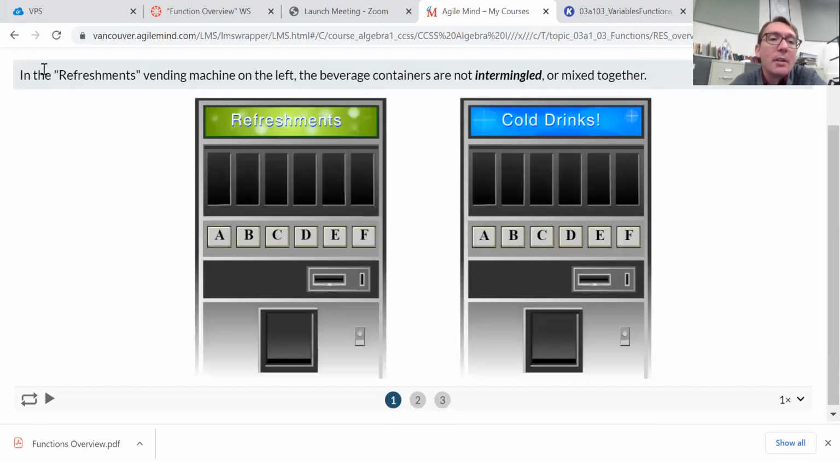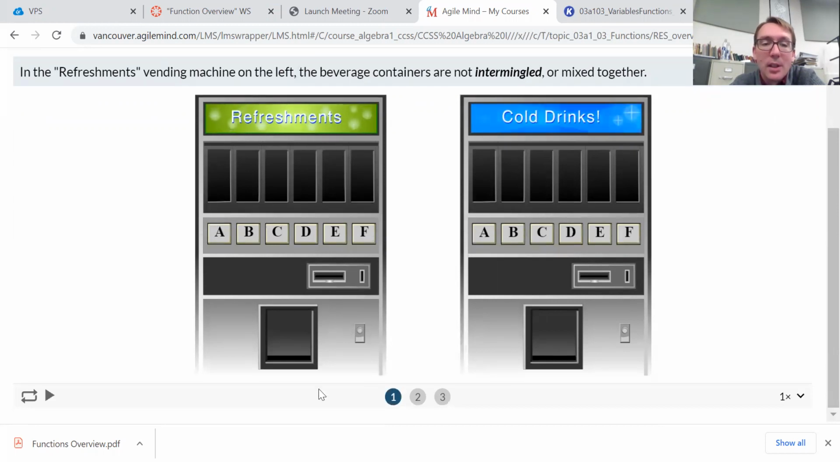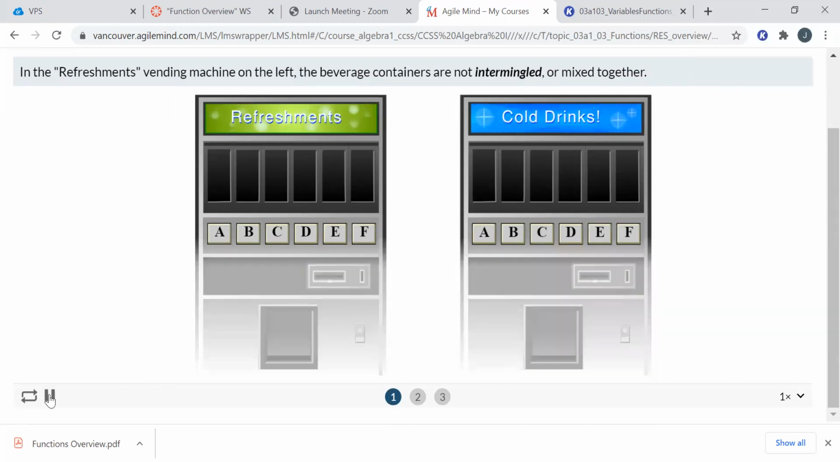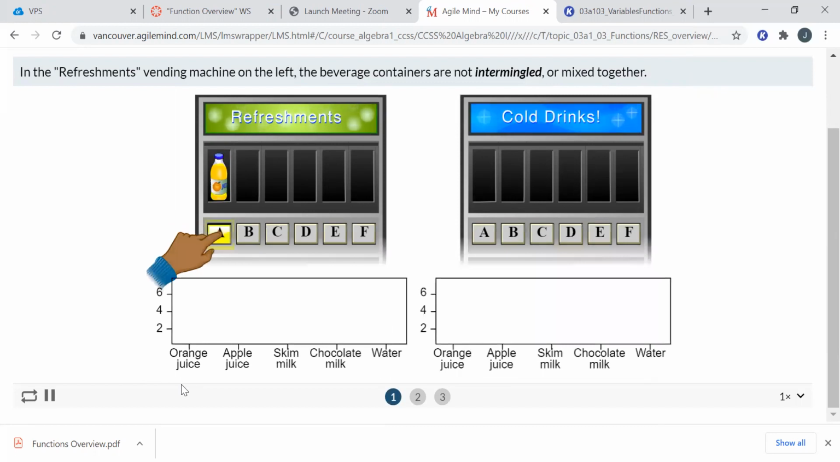Okay. In a refreshments vending machine, the beverage containers are not intermingled or mixed together. Okay, we'll see what that means. So let's push this here. I'm going to make that small. Here we are. We're going to push this button and we're going to see what happens. Oh, if you push A, you get orange juice. Brilliant. That makes sense. What if I push B? I get apple juice.